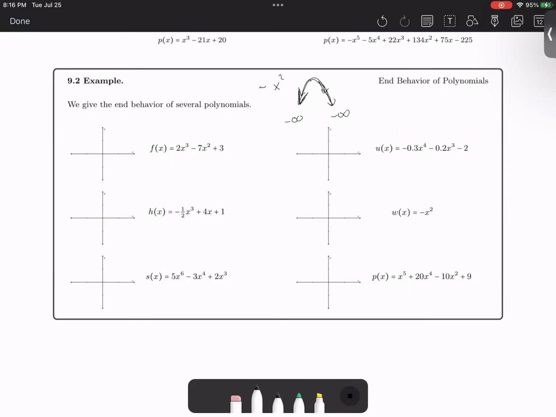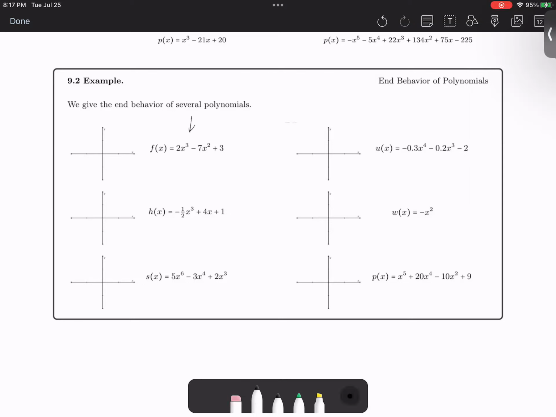It's the same thing with polynomials. So the end behavior of a polynomial is going to be entirely dependent upon the leading coefficient. So identify the term with the most x's, the highest power of x, and then the coefficient in front of it is going to determine our end behavior.